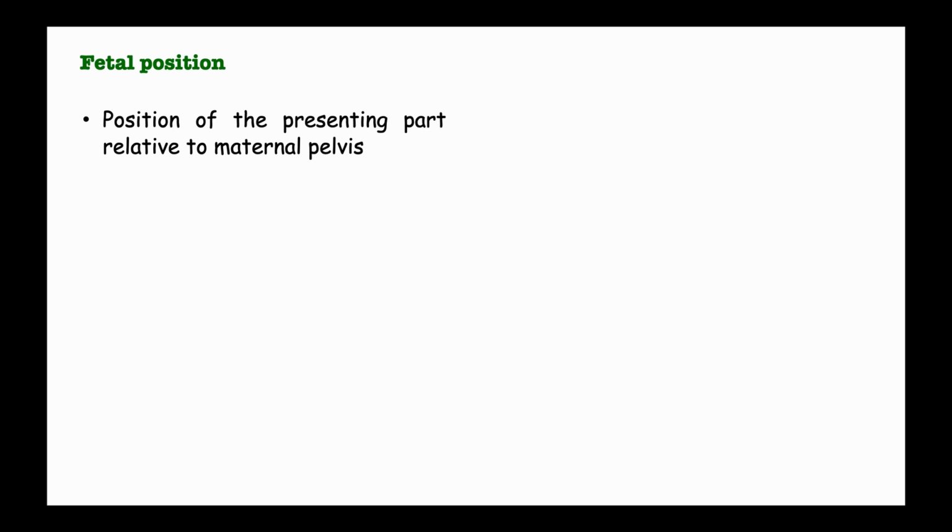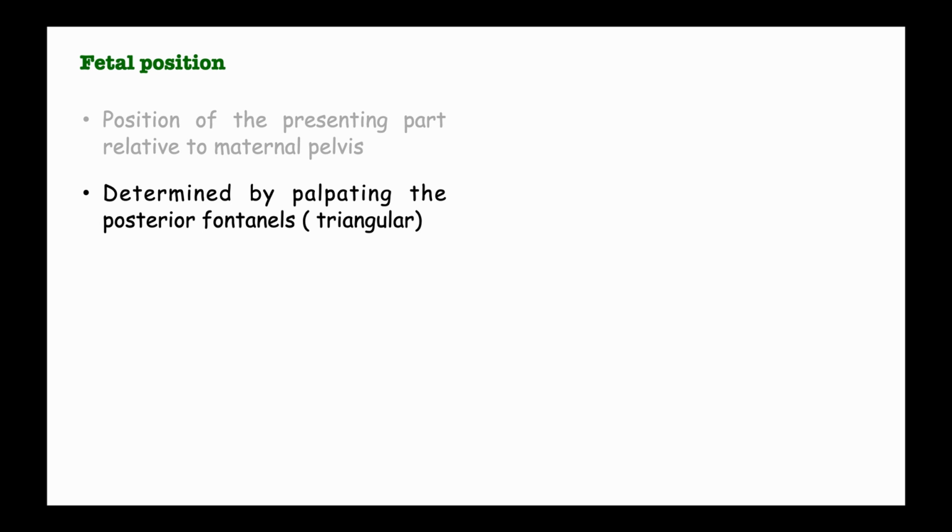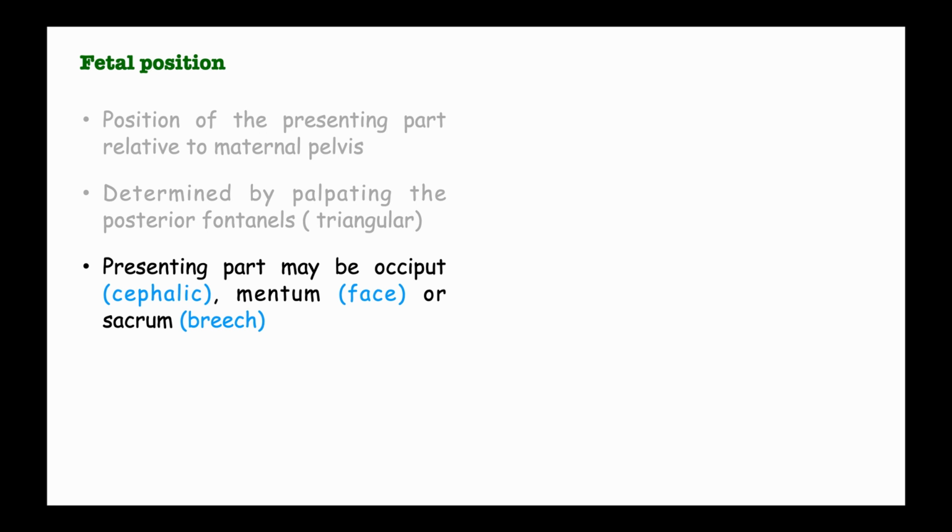Now the next one we are going to look at is the fetal positioning. And this is the position of the presenting part relative to the maternal pelvis. The positioning of the fetus is determined by palpating the posterior fontanelle, which is triangular as we saw. And so the presenting part may be occiput, that is cephalic, mentum, which is face, or sacrum, which is breech.